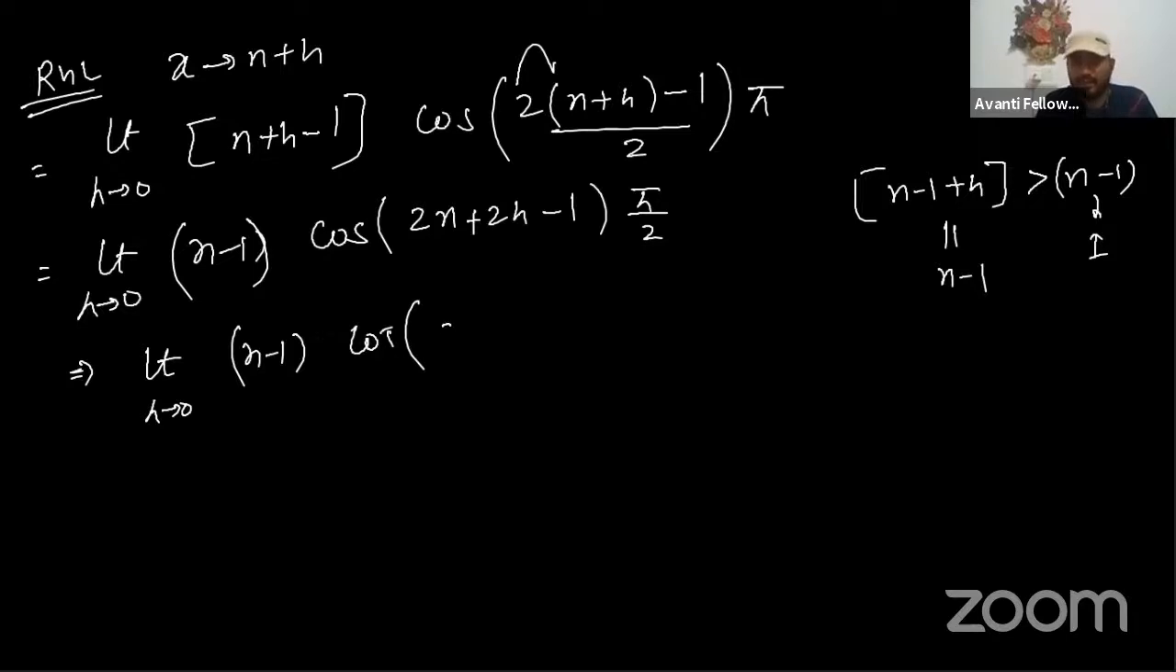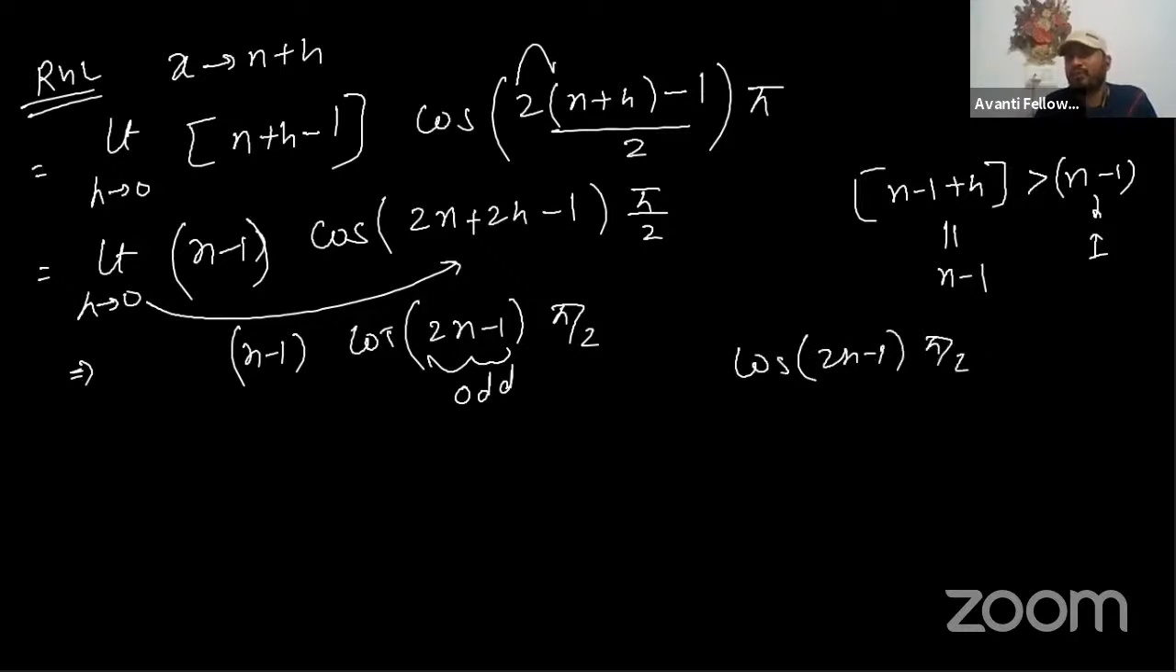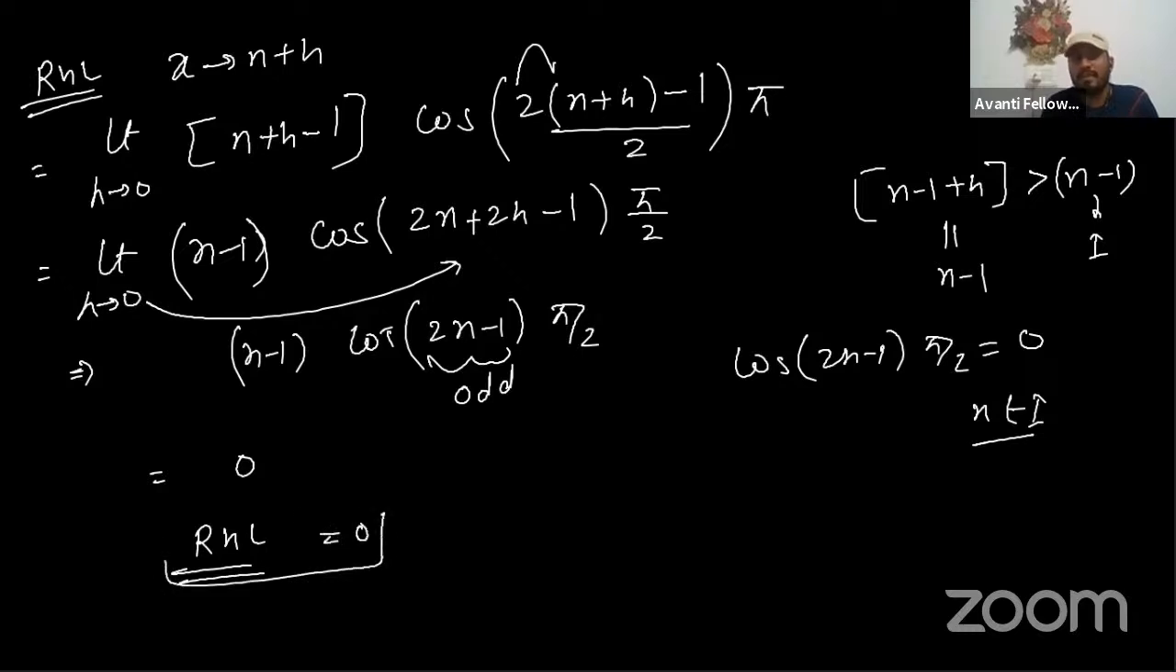So if you put h equal to 0, what will you get? This will become (2n minus 1) pi by 2. Again, this thing is odd. So cos of (2n minus 1) pi by 2 is equal to 0 when n belongs to integers. So again, you are getting 0. That is your right hand limit. Right hand limit comes out to be 0.